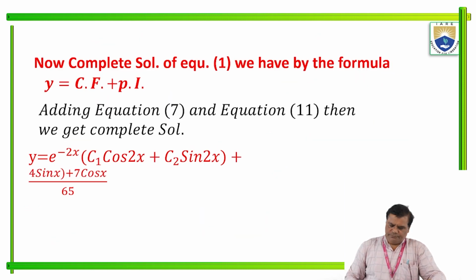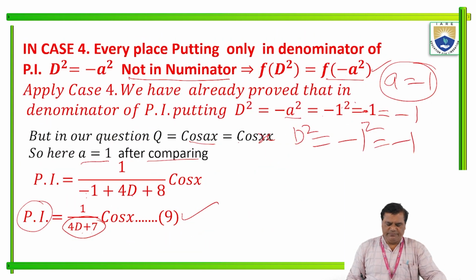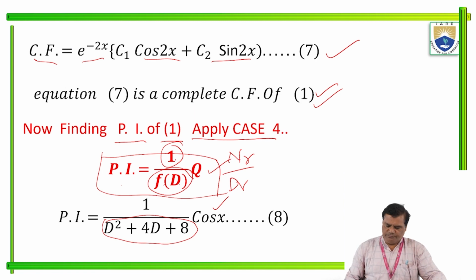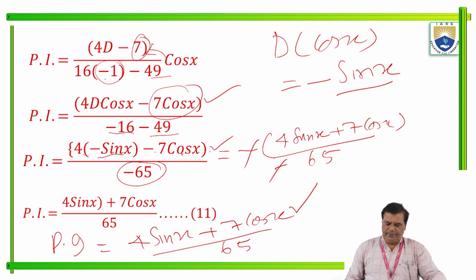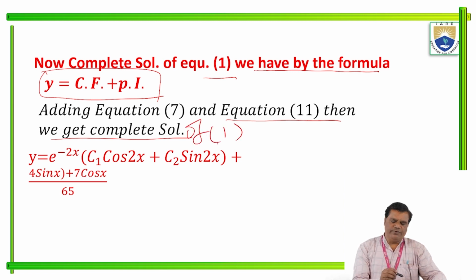Now the complete solution of equation 1. We have the formula y is equal to CF plus PI, complementary function plus particular integral. So here we found CF. Equation 7 is the complete CF, and the particular integral is the complete equation 11. So now adding equation 7 and equation 11, we get the complete solution of 1.